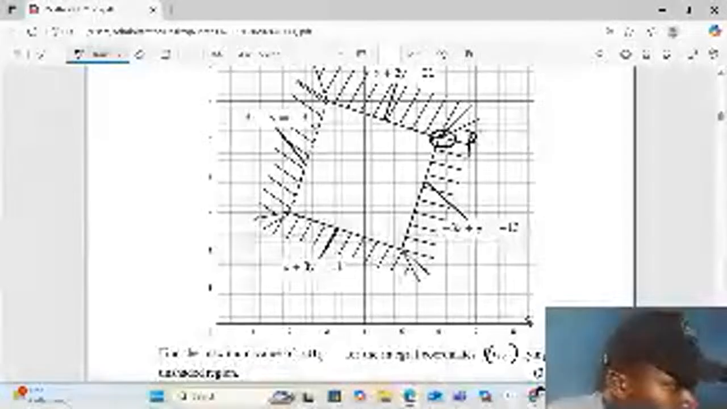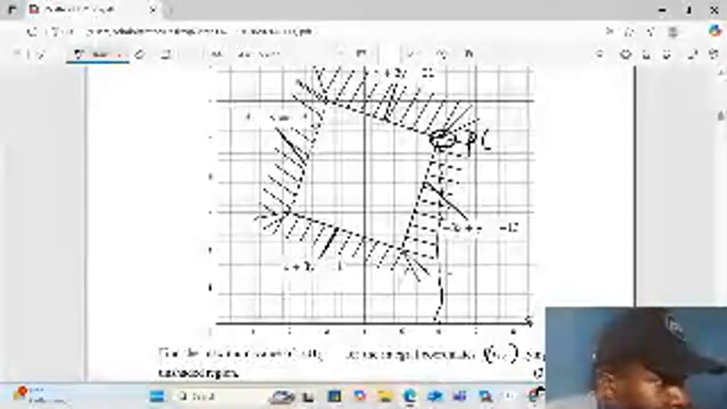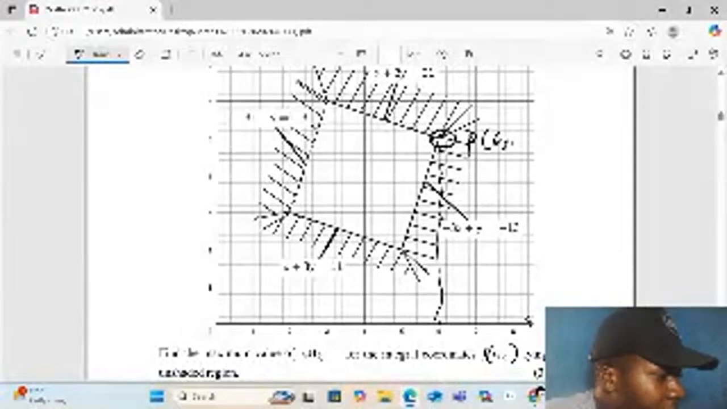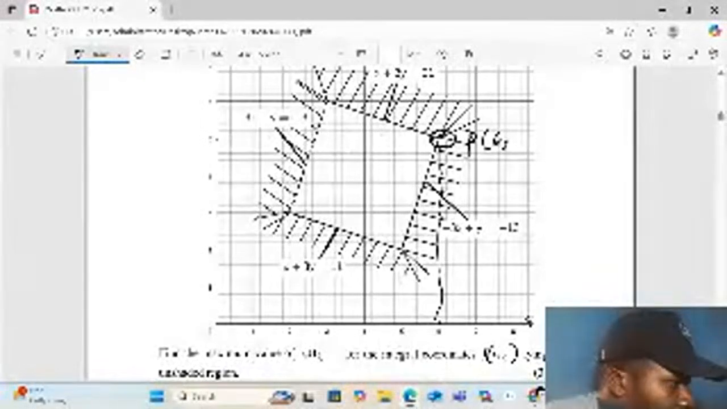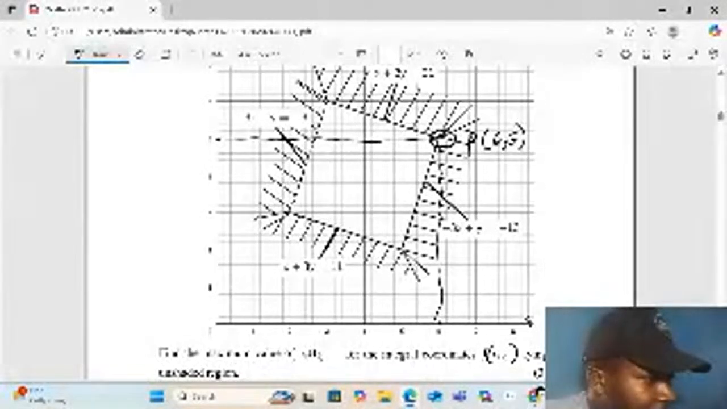This is the point P. The value of x at P here is 6, as you can see. When you move down here, you're going to find P to be 6. That is the value of x. And then the value of y at this point is going to be 5. So P is (6, 5).